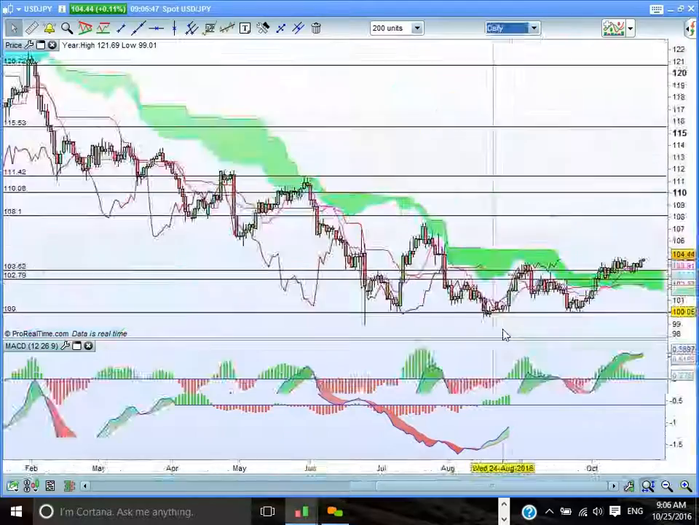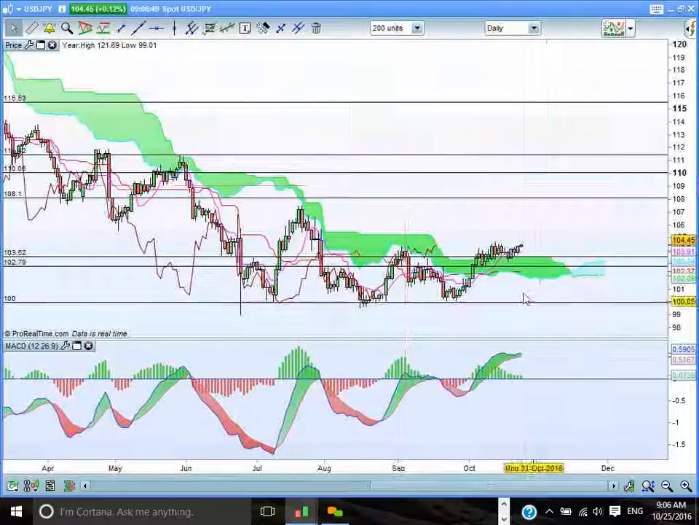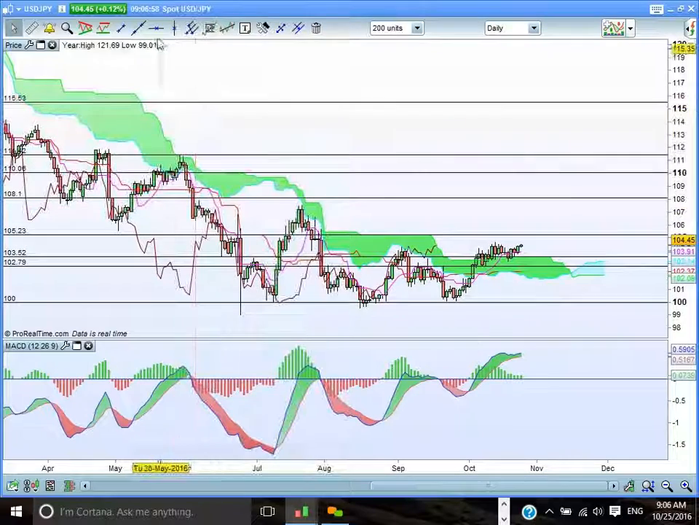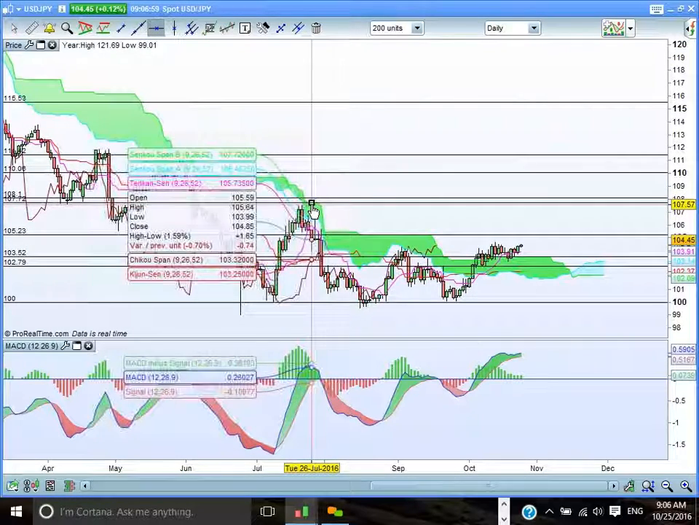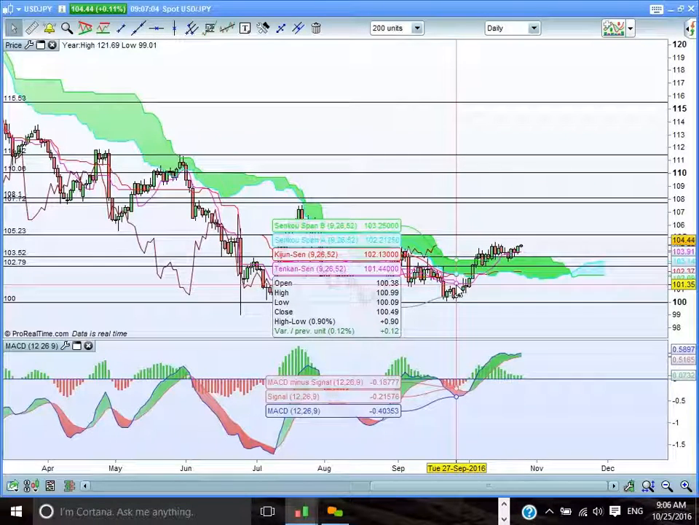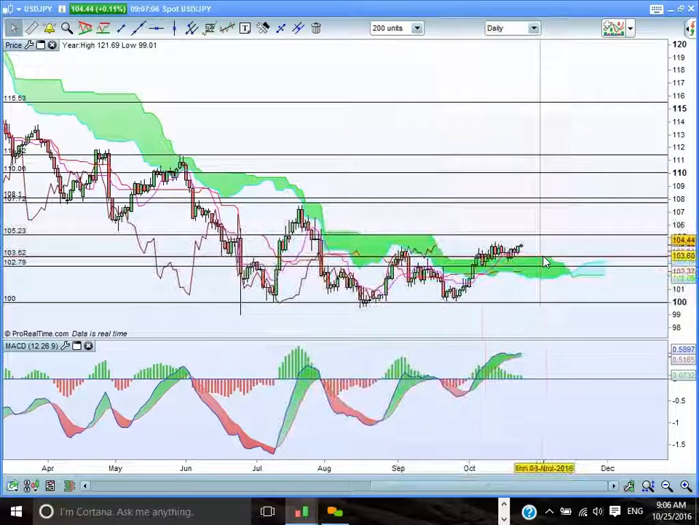So far, a rally uptrend in place, prices above the cloud, front end of the cloud indicating more upside. So we can see the first target here would be 105.23. The next target on the daily would be 107.72. So we need to get through those areas on a step-by-step basis. But so far, so good, as they say, for the US dollar yen.